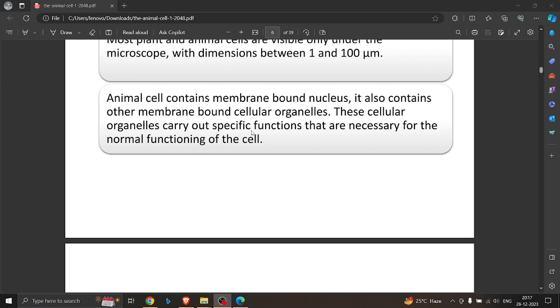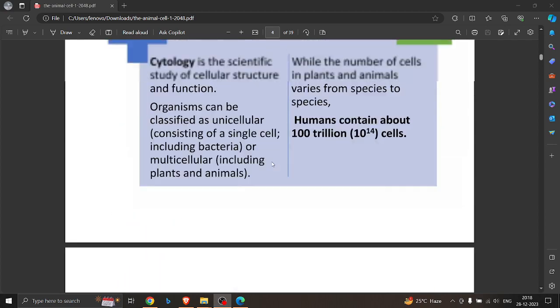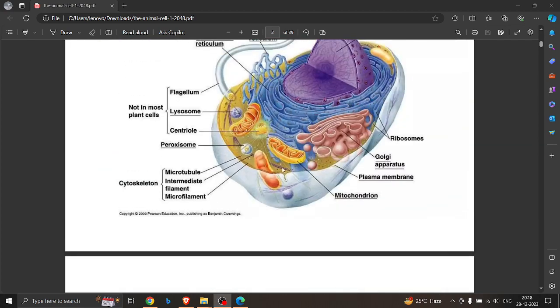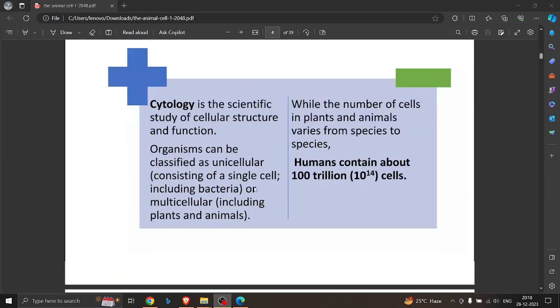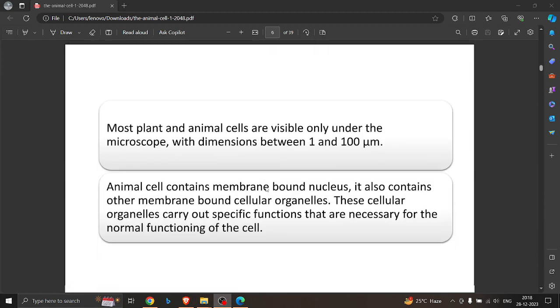The animal cell contains a membrane bound nucleus. It also contains other membrane bound cell organelles. These cellular organelles carry out specific functions that are necessary for the normal functioning of the cell. So we'll go to the diagram of cell organelles. See the nucleus and all the different cell organelles which are involved in the functions. Now we'll go into the different functions of different organelles.